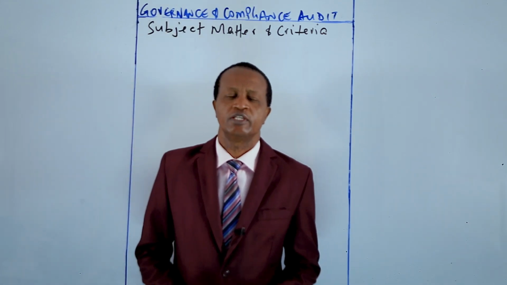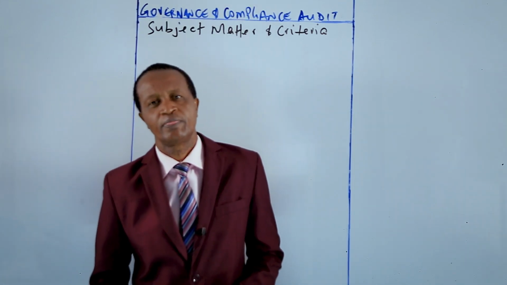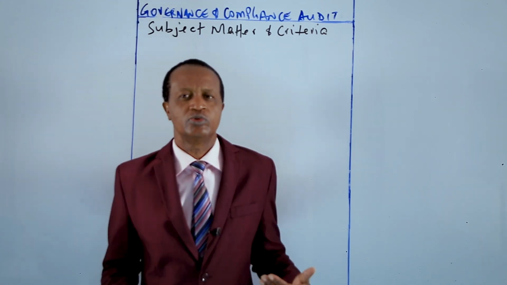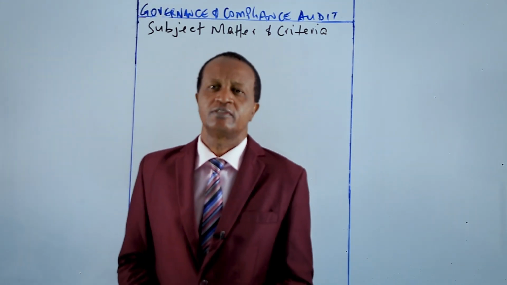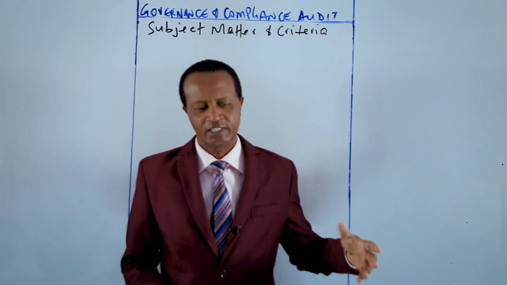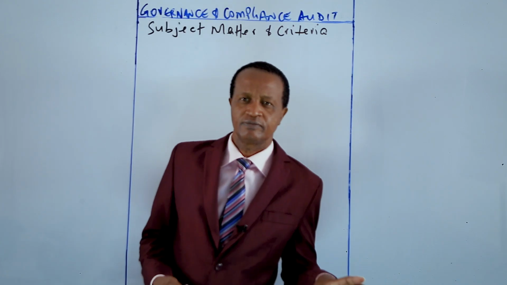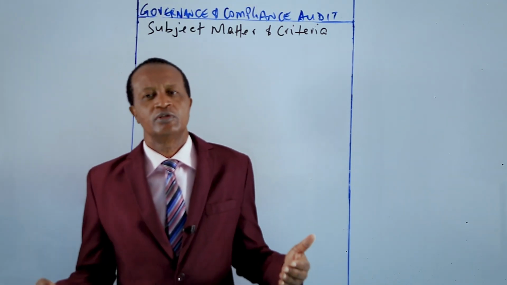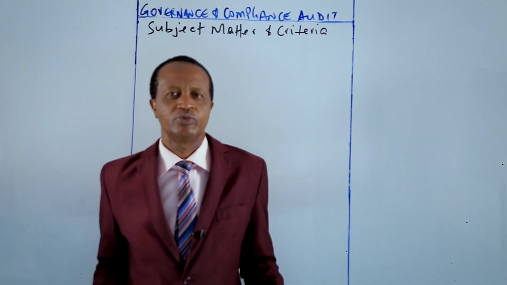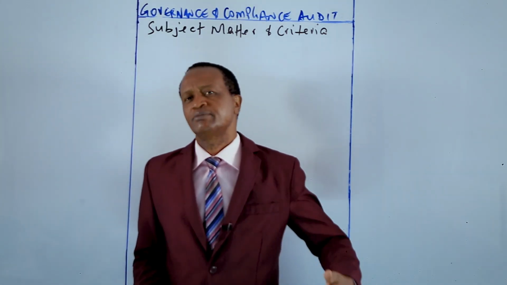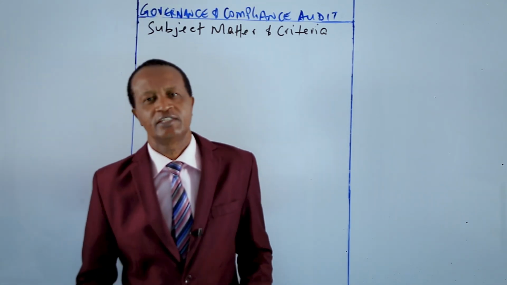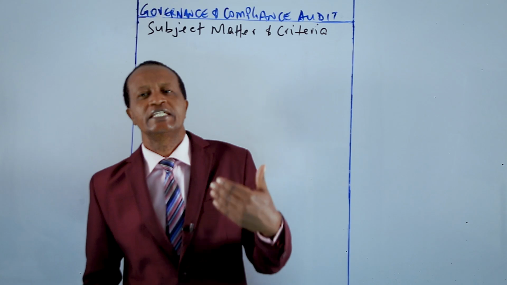Today we continue with the subject governance and compliance audit. So far in this chapter, we've learned how to determine the objectives and the scope of the audit. In our last session we covered levels of assurance. In this lesson, in the planning of a governance and compliance audit, we are going to study the subject matter and criteria. How do you identify the subject matter and criteria?